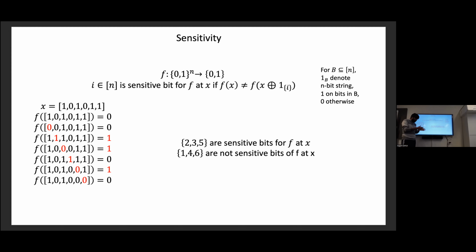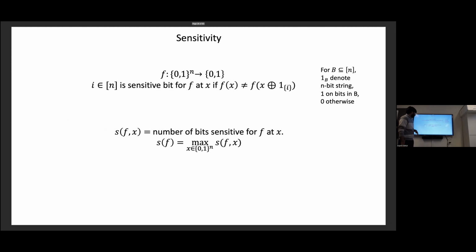It's like if you're standing at a point and you have these n different neighbors, how many neighbors have different function values? And the sensitivity at an input is the number of bits which are sensitive at that input, and then the sensitivity of the function is the maximum over all inputs.